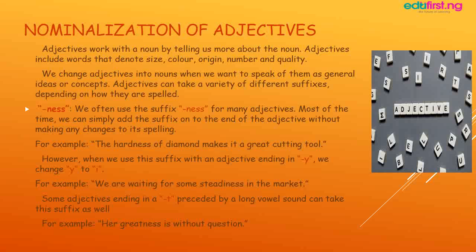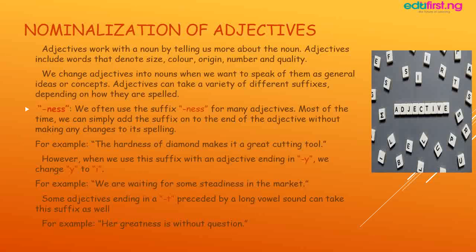We often use the suffix -ness for many adjectives. Most of the time, we can simply add the suffix onto the end of the adjective without making any change to its spelling. For example, the hardness of diamond makes it a great cutting tool. The adjective hard becomes the noun hardness.